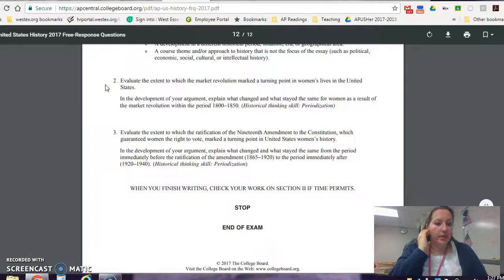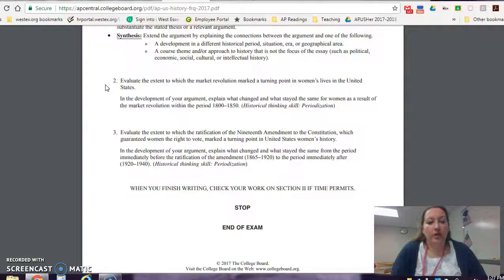And let's just quickly look at number 2 and 3. This is from the 2017 exam. Evaluate the extent to which the market revolution marked a turning point in women's lives in the United States. And they even give you the dates here, 1800 to 1850. So the market revolution, part of the triple revolution. Again, for this one, I'd probably say to a small extent.